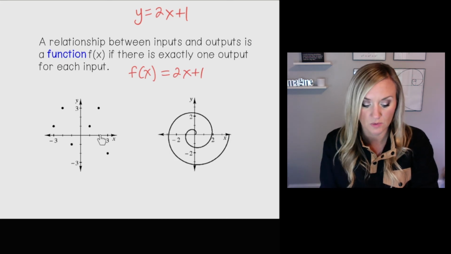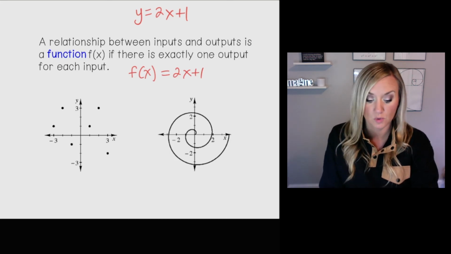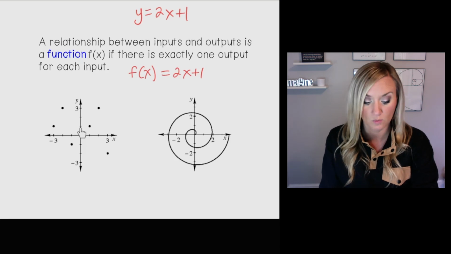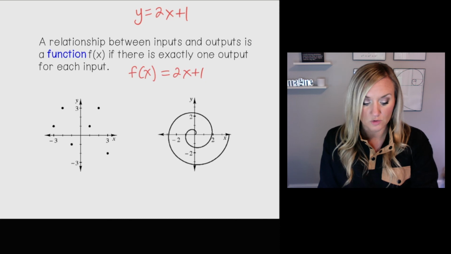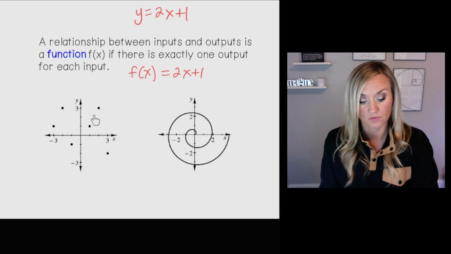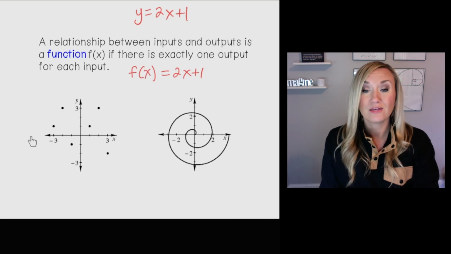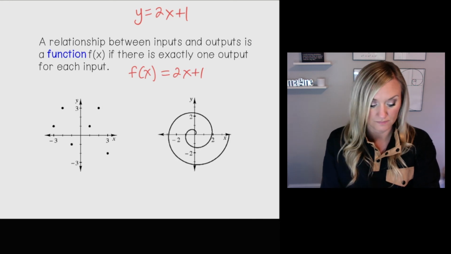So I push button 3, only this comes out. I push button 2, only the 3 comes out. I push button 1, 1 comes out. I push 0, nothing's there, right? And so there's only one dot every time you think about pushing the button for x. So that means that this is a function.